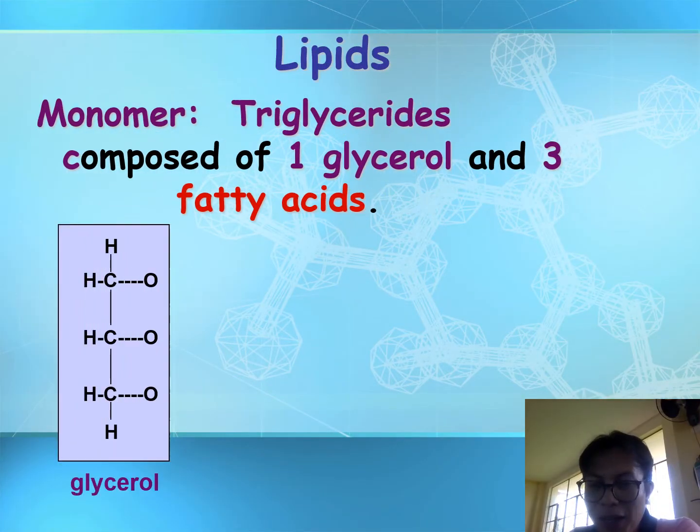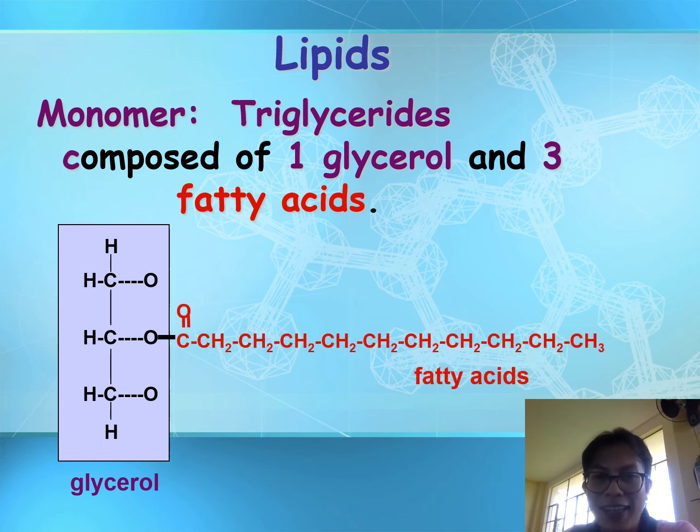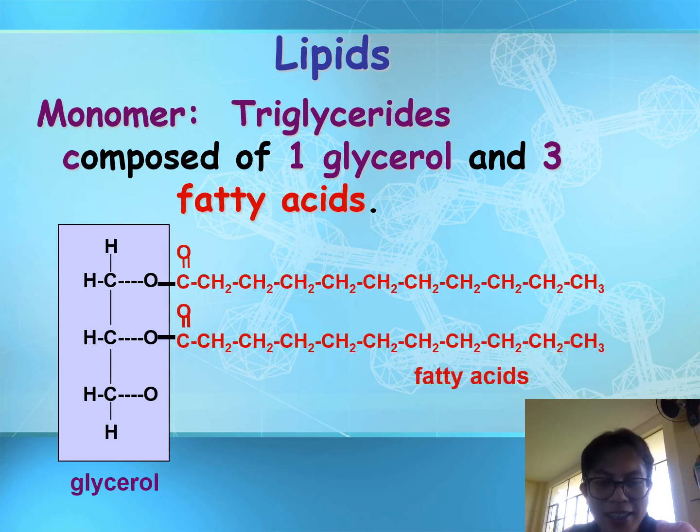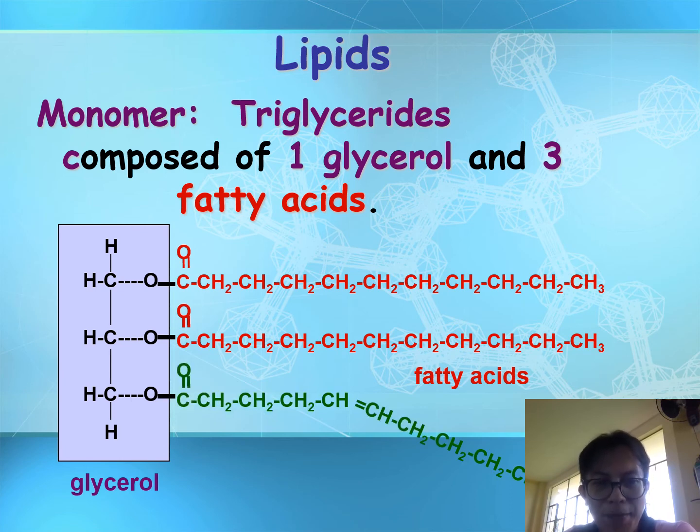All right, what is the monomer of lipids? Remember this, the monomer is triglycerides. They're composed of one glycerol and three fatty acids. So this is the structure of a lipid. So this is your glycerol, okay, connected to three fatty acids. This is one fatty acid, second fatty acid, and this is the third fatty acid.